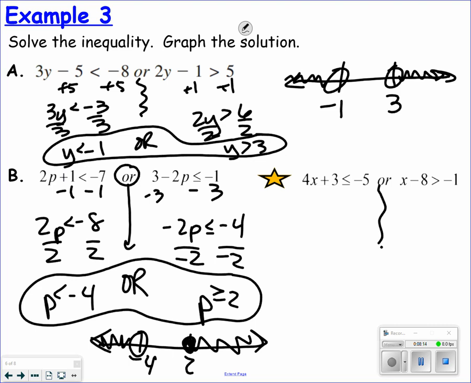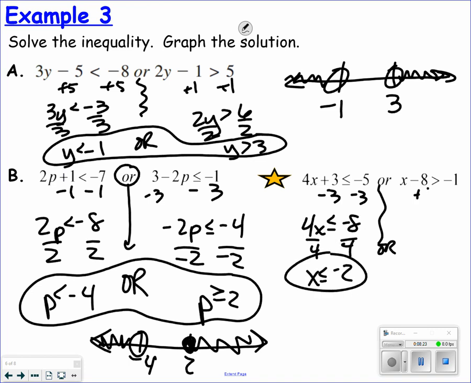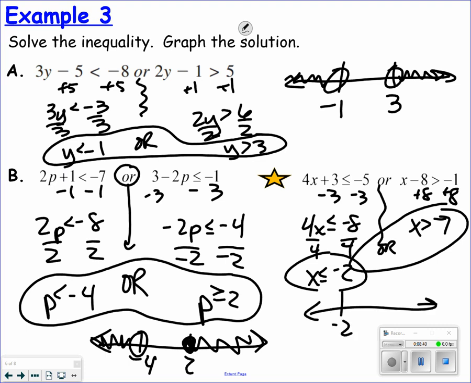And welcome back. So I've got an or. So I'm going to subtract 3 and divide by 4. I'm going to add 8. And so now the graph would be less than or equal to -2, greater than, so that's an open circle, +7.